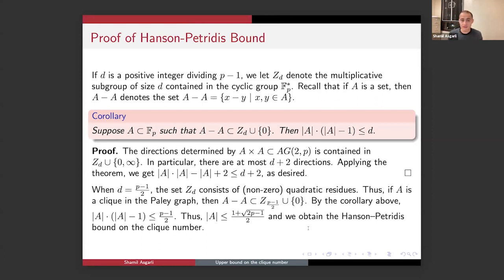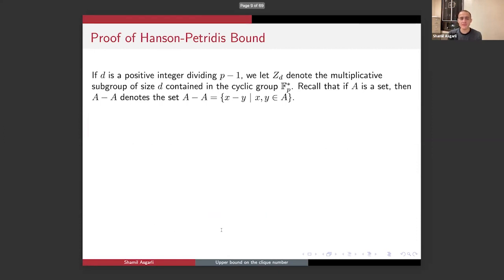So basically, if we can prove the theorem by Benedetto, Solymosi, and White on the number of directions determined by a Cartesian product, then we obtain this corollary. And this corollary is very strong. You just specialize this corollary in the case when d is p minus 1 over 2, and you just get that the size of any clique in the Paley graph of order p, where p is prime, is at most 1 plus, so basically is at most square root of p over 2.